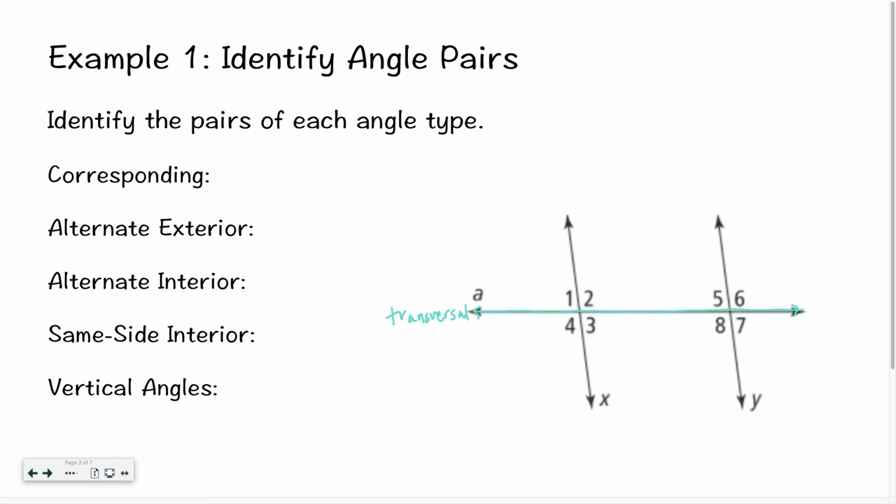Okay, so corresponding angles are on the same side of the transversal and on the same side of their parallel lines. So if my parallel lines are these two, don't know why that one changed color. There we go. If my two parallel lines are these purple lines right here, I'm looking for two numbers that are on the same side of the transversal, so same side of the blue line. So let's say I look at angle 1.